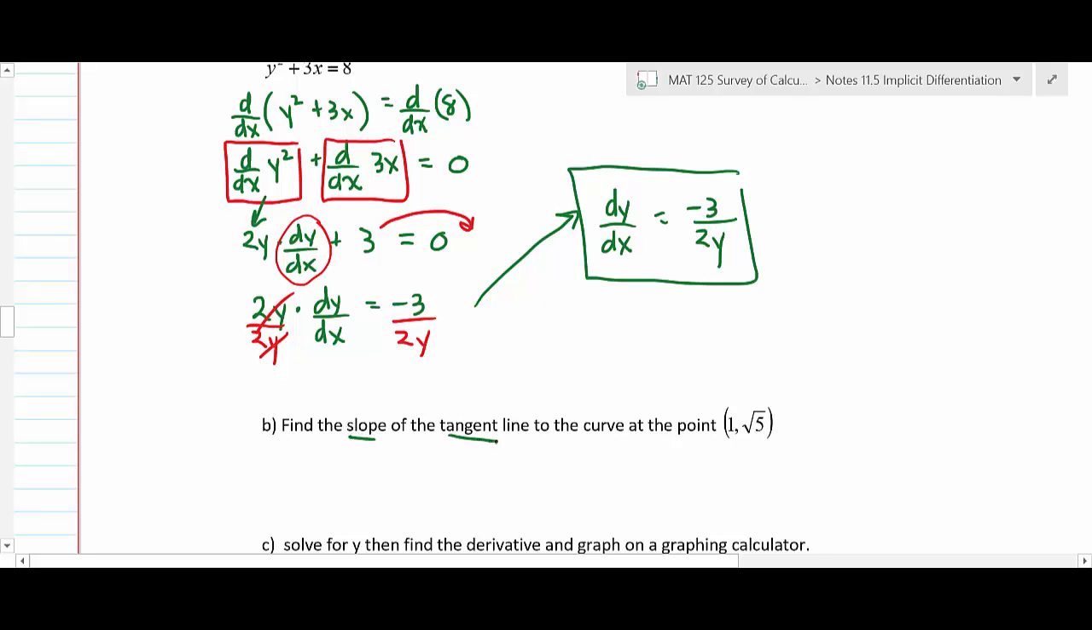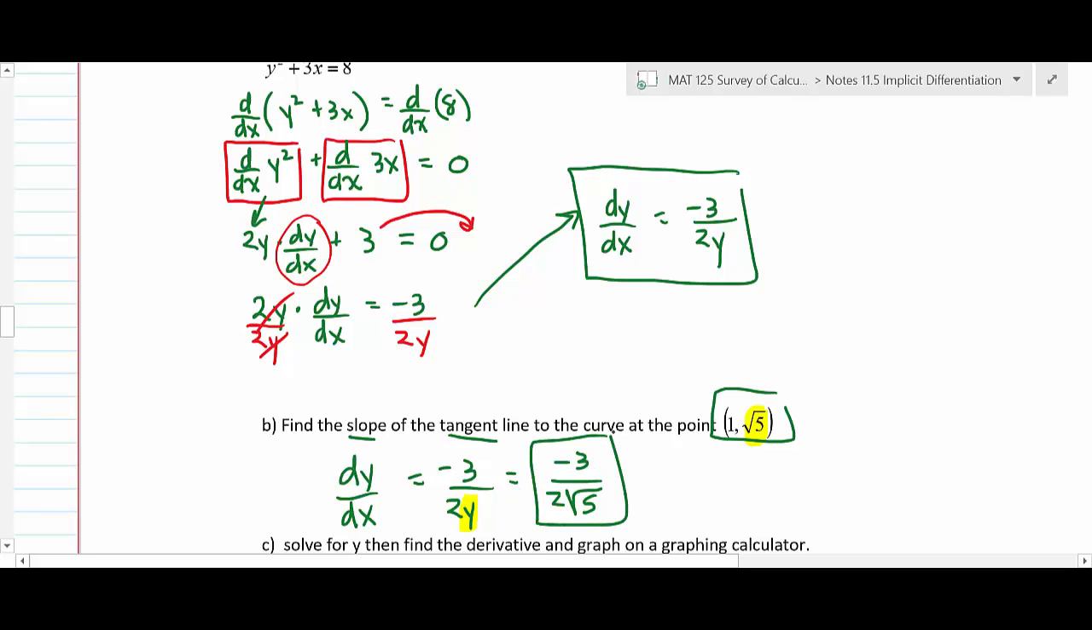if I give you a point, then it's easy to find, because a derivative is giving you the slope of a tangent line. So all you've got to do is plug it in. If you want to find the exact slope of this tangent line, well, the derivative only has a y in it. What is y? y is the square root of 5. So you plug it in and then you're done. You would just have -3 over 2 times the square root of 5. That's the slope of your tangent line right there. That's the way that would work out.